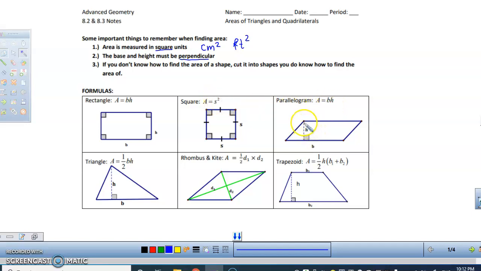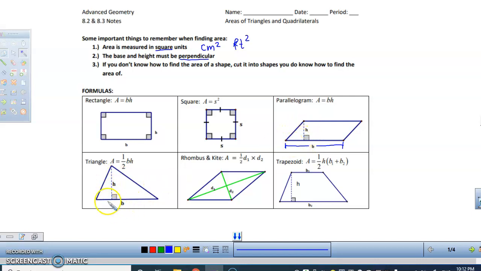Parallelogram, so notice you have a little dashed line in the middle, so that is representing a perpendicular height. So this base goes all the way across. And to find the area, you do the base times the perpendicular height. It's tempting to use this slanted height here, but you're not going to use that for area. You would only use that for perimeter. You need that perpendicular height.